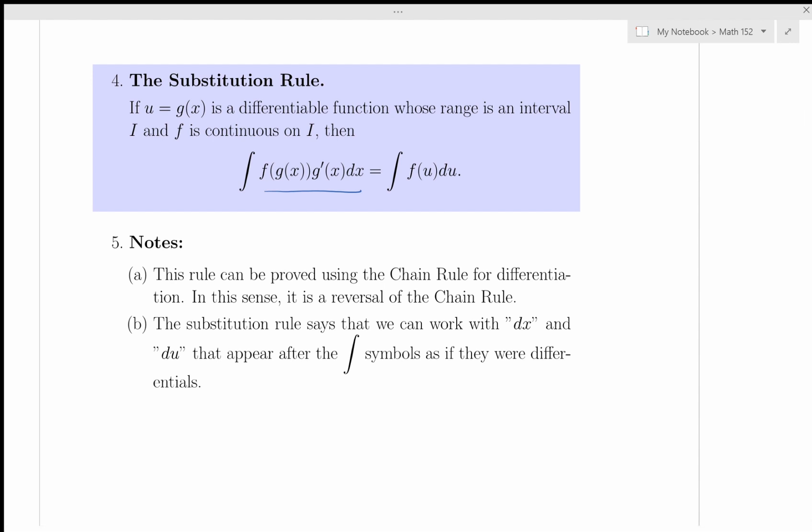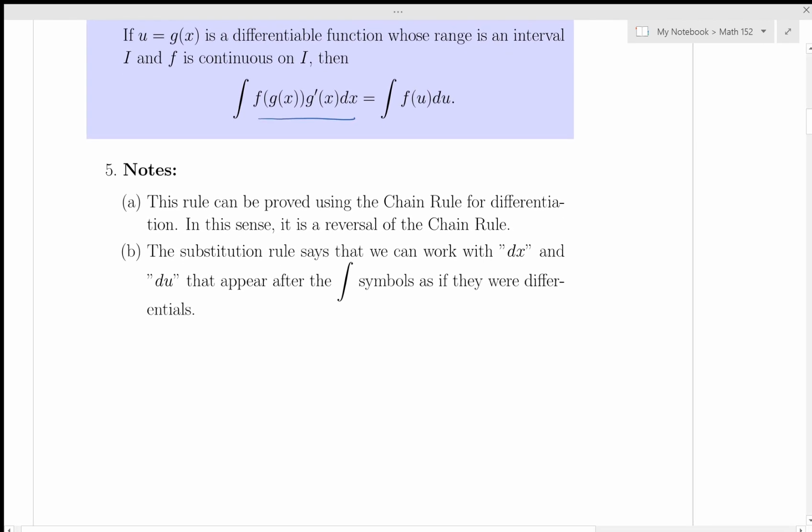Okay, you should be recognizing in here that what we're basically doing is undoing the chain rule. And in fact, that is how you prove the substitution rule. It is done by using the chain rule for differentiation, and in a sense it is a reversal of the chain rule. The substitution rule is saying that we can work with dx and du that appear after the integration symbol as if they were differentials.